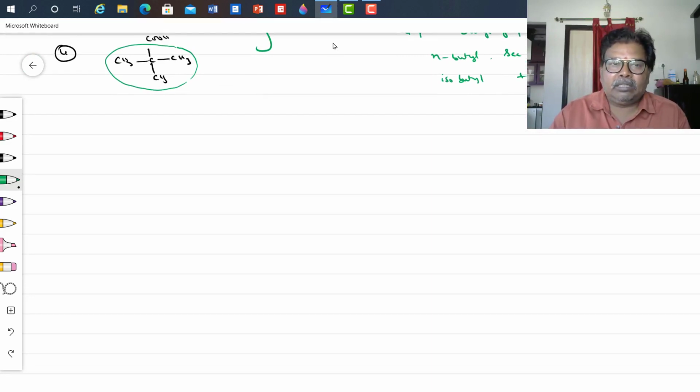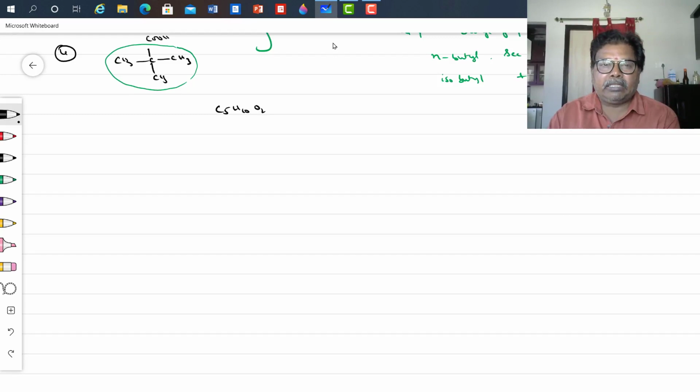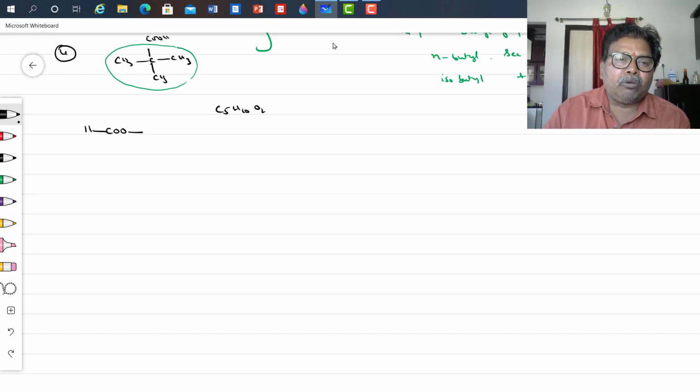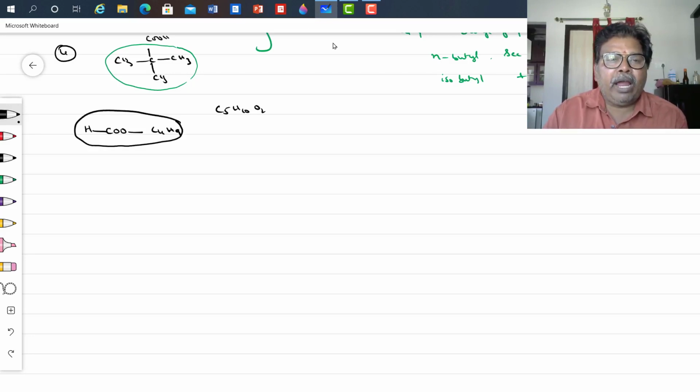Similarly, here C5H10O2. So we have to write esters, is it not? An ester is a divalent functional group, and this is the general structure of an ester. Take the formate group first. To the formate group, add C4H9. From this, we have 4 butyl groups. That is why we will get 4 structures.